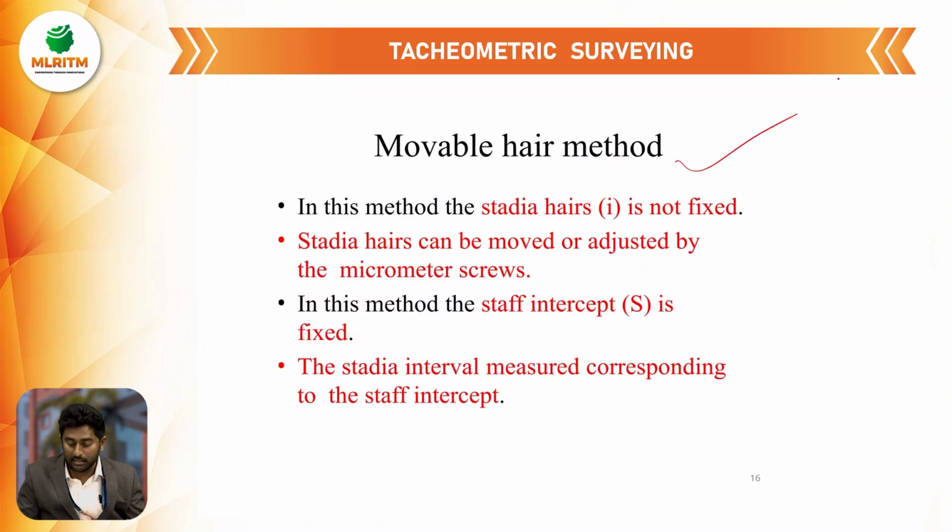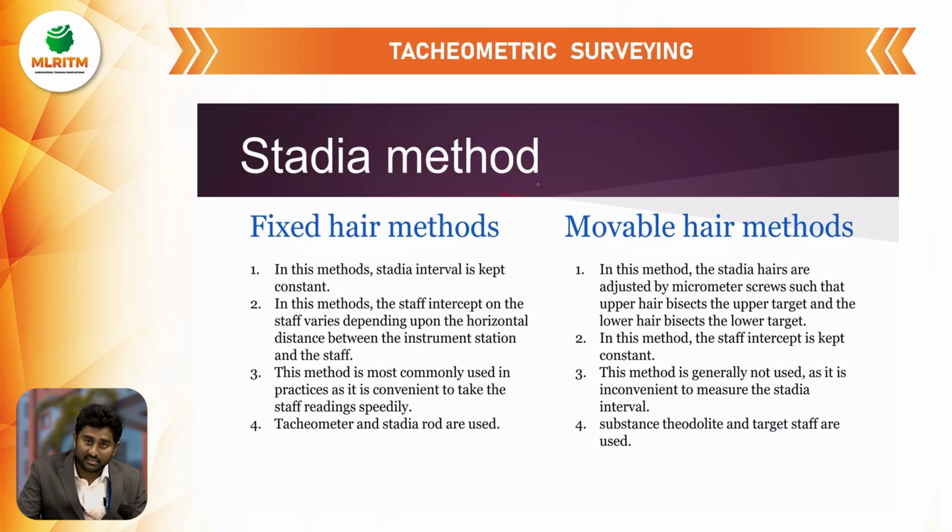In this stadia hair method, the hairs are not fixed. Stadia hairs can be moved, adjusted with the micrometer screws. That type of hair method is known as movable hair method. Next, stadia method, it can be denoted in the fixed hair method and movable hair methods.